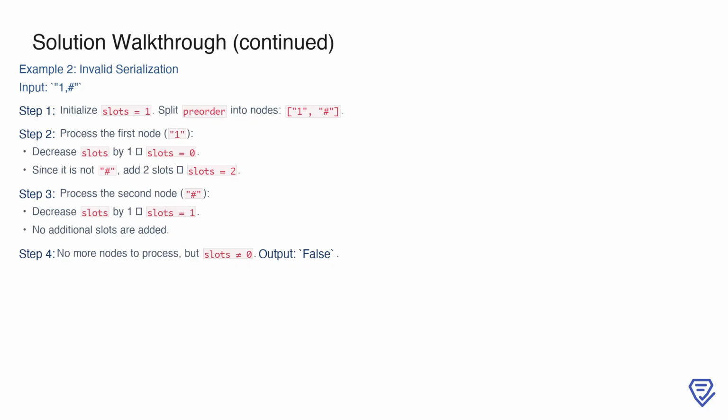Then, we process the second node, #. Being a null marker, it consumes 1 slot, reducing the count to 1. However, no additional slots are added because # does not represent a valid node. At this point, there are no more nodes to process, but we still have 1 slot remaining. This means that the preorder traversal left an unmatched slot, which violates the rules of a valid serialization. As a result, the output for this example is false.